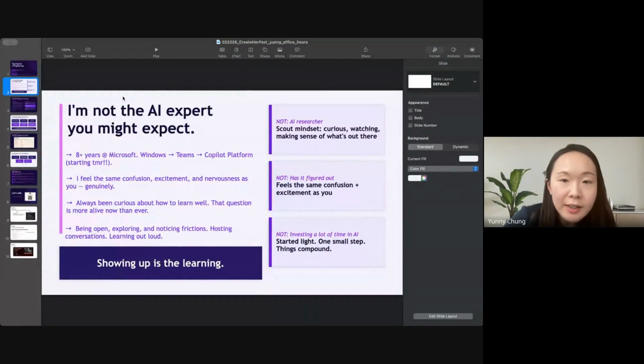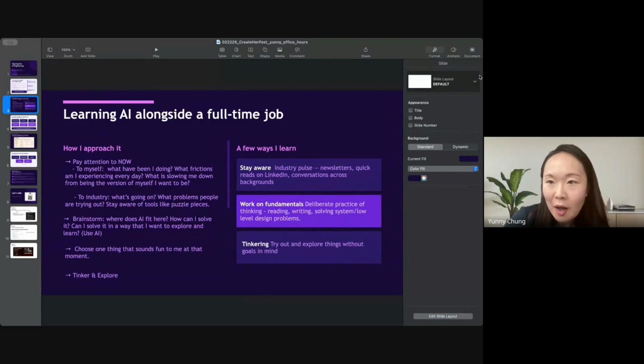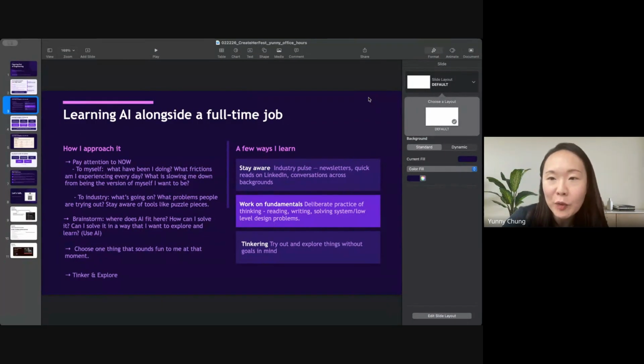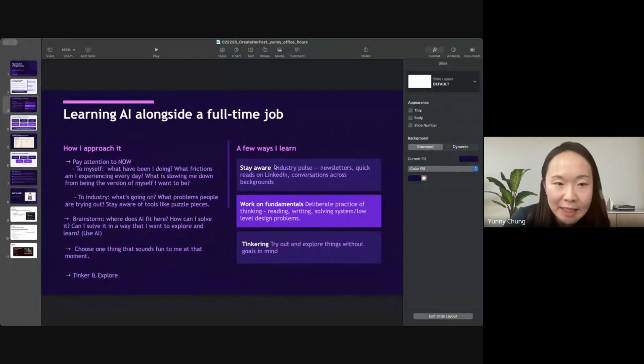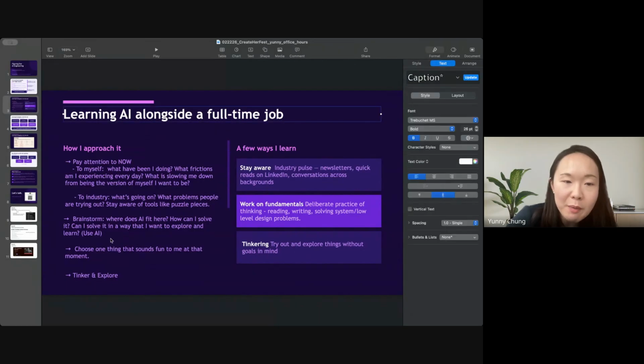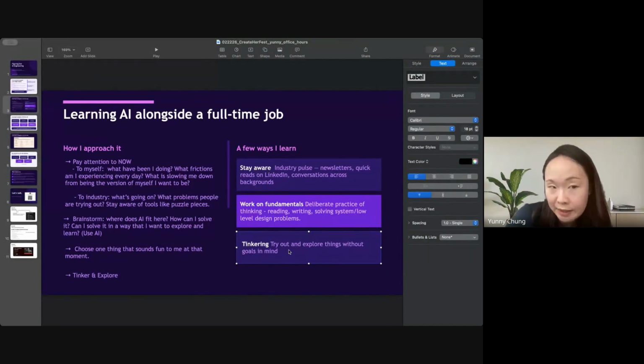No worries. This was the second phase, where I was going over who I am, and also clarifying who I am not. We'll share this presentation later as well, so don't worry about missing any of it, and it's also being recorded. And this is the framework that I was talking about, what I'm paying attention to now. Then I have a brainstorm phase, choose one thing that sounds really fun to me, and then just tinker and explore. And this was the pane describing the tactics that I'm leveraging: a newsletter, working on the fundamentals, and tinkering.